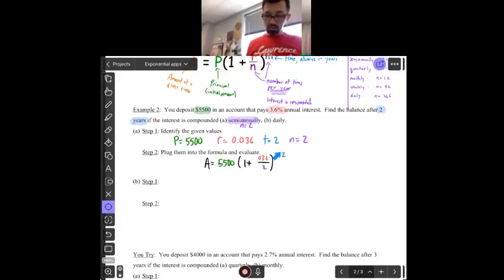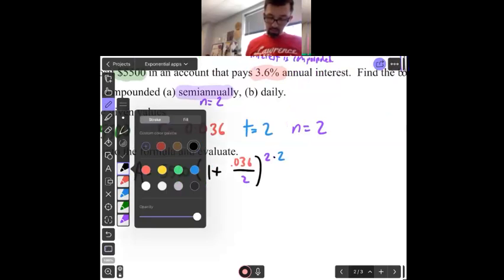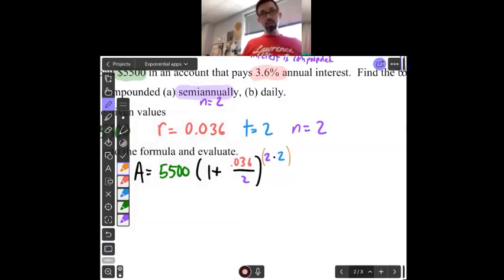What you need to do instead, when you go to type this in your calculator, you need to put parentheses around that exponent, or else it will mess up. So if you're not going to do that multiplication in your head, you do need to put that there.